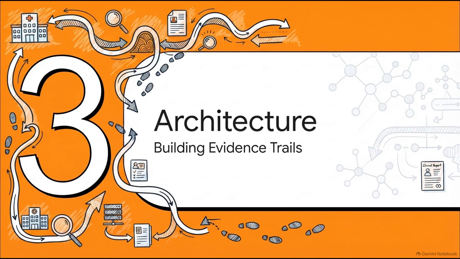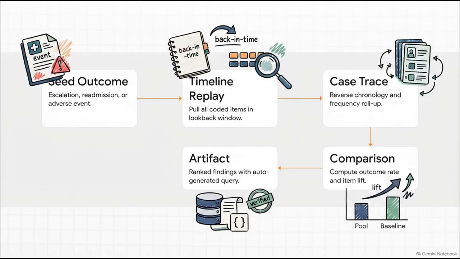Section 3. Real-world architecture, building the evidence trail. So how do we actually build this? Let's break down the exact real-world architecture required to turn these raw outcomes into actionable clinical intelligence. It walks through 5 specific steps. First, it starts by taking the seed outcome. Second, it traces it back to pull all coded items in a look-back window.